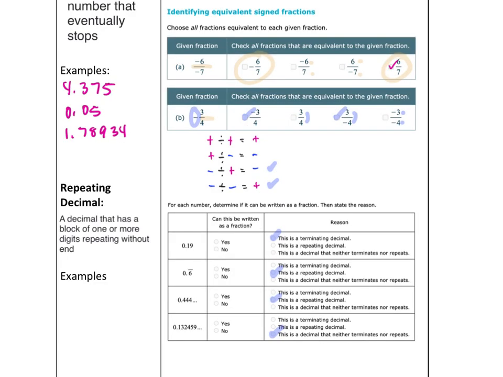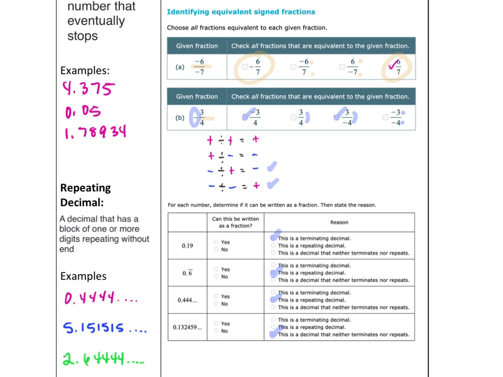A repeating decimal is a decimal that has a block of one or more digits repeating without end. Okay, so there's a couple things we do with that. An example of that could be like 0.444... When you hit that dot, dot, dot, that means it continues on forever.